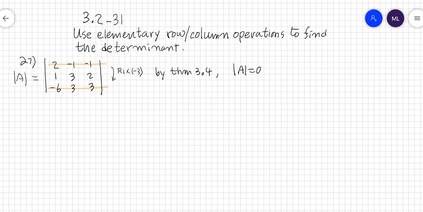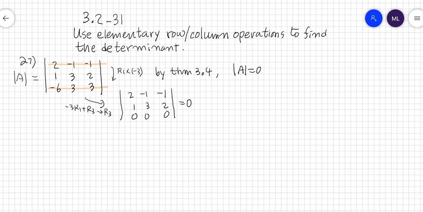The reason is, if you do a row operation on this one, it will be 2, negative 1, negative 1, and 1, 3, 2. Now, negative 3 R1 plus R3, if I replace R3 by that, it's going to be 0, 0, 0, isn't it? That's why it is equal to 0.